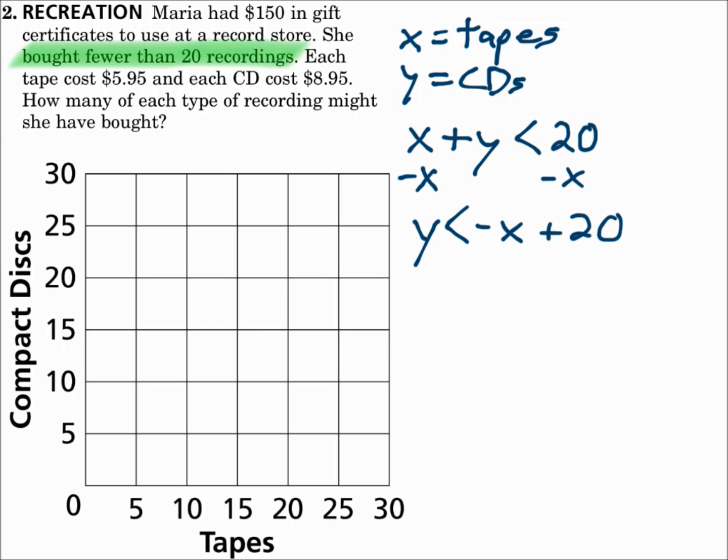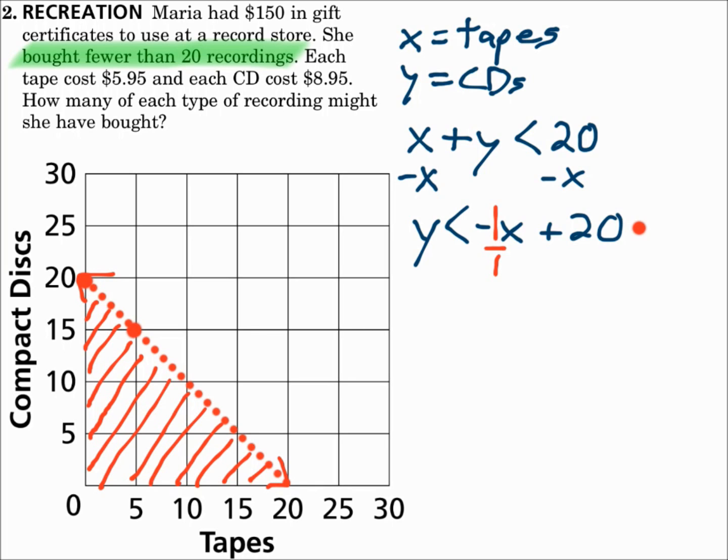And let's graph that. The y-intercept is 20. The slope is negative 1 over 1. So we'll go down 1, right 1. It's less than, but not equal, so it's a dashed line. And less than is shaded below. Now let's look for more clues.